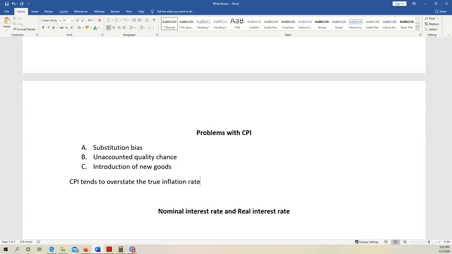So for example, if you see the inflation rate calculated by using CPI is equal to 2%, in reality, the actual inflation rate may be smaller than 2%. Why? Because there are several problems with CPI. They are substitution bias, unaccounted quality change, and the introduction of new goods. So I can use iPhone to demonstrate all three problems associated with CPI.